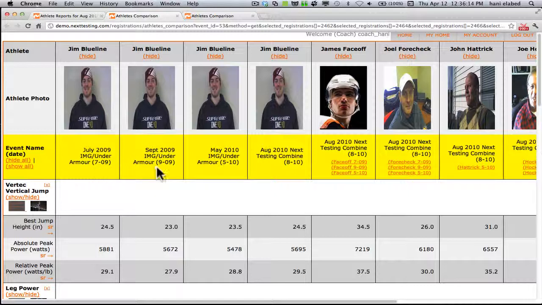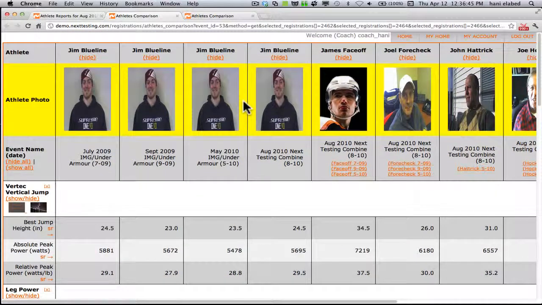This is July 09, September 09, May 2010, and August 2010. And you can see Jim was at 29 watts per pound, went down to 27, and then eventually improved. And the final test that Jim did, he's improved over the first. But you can see there was regression here, but then he improved and improved again. So the athletes compare page gives you a more extensive view of vertical tracking.